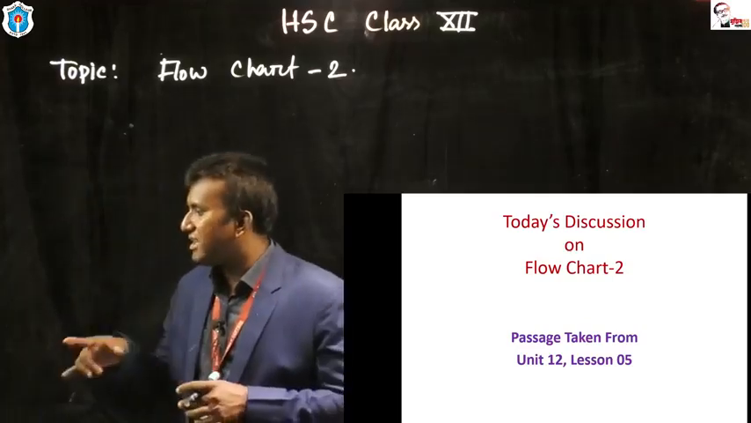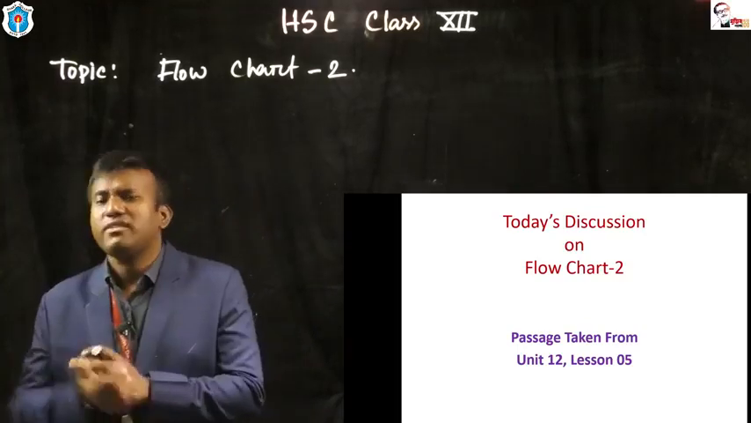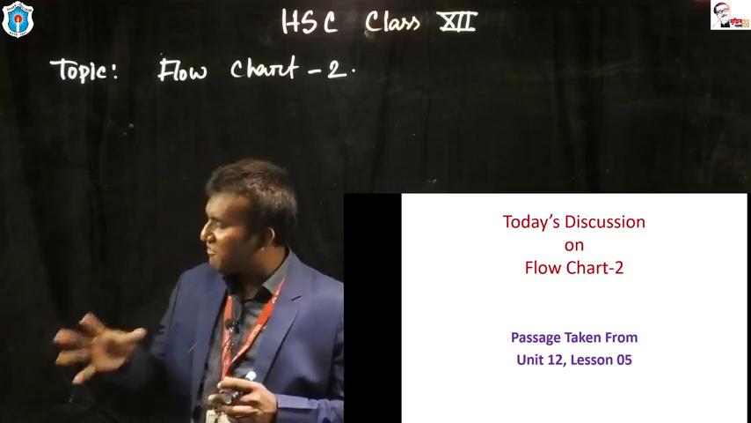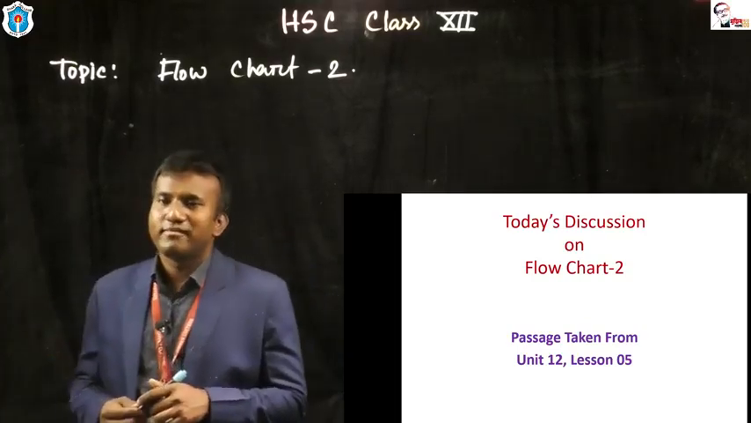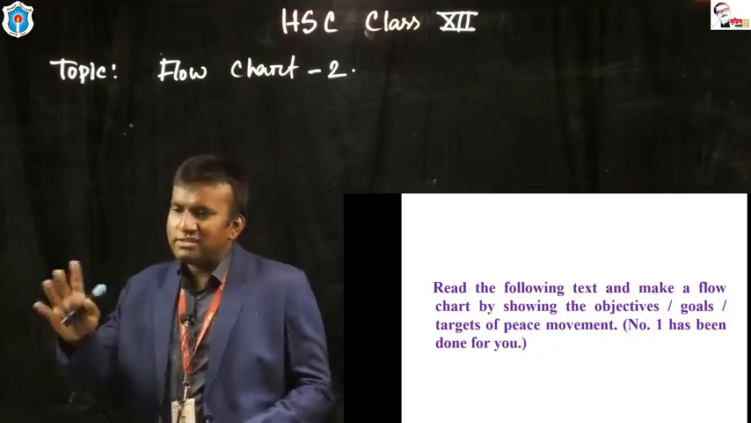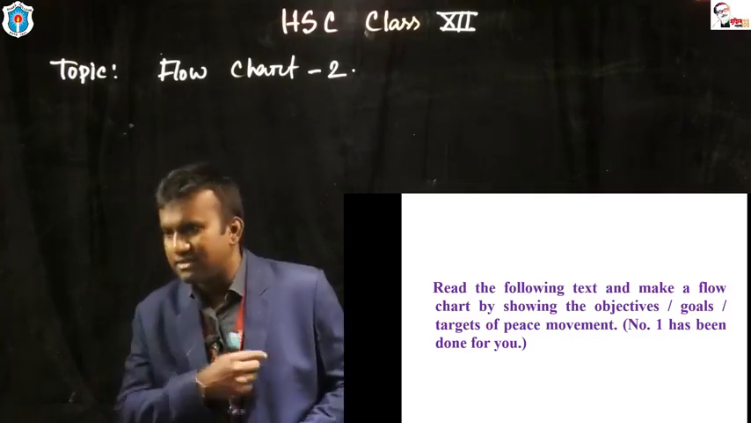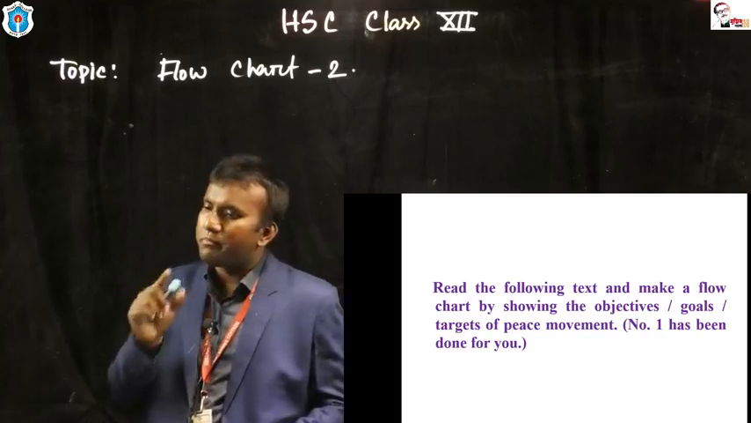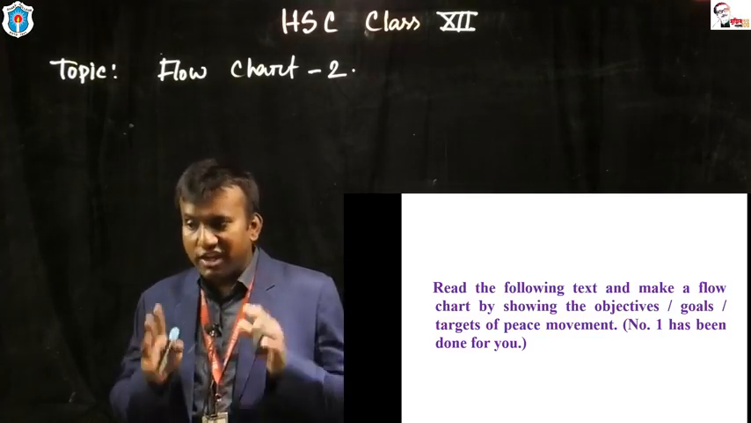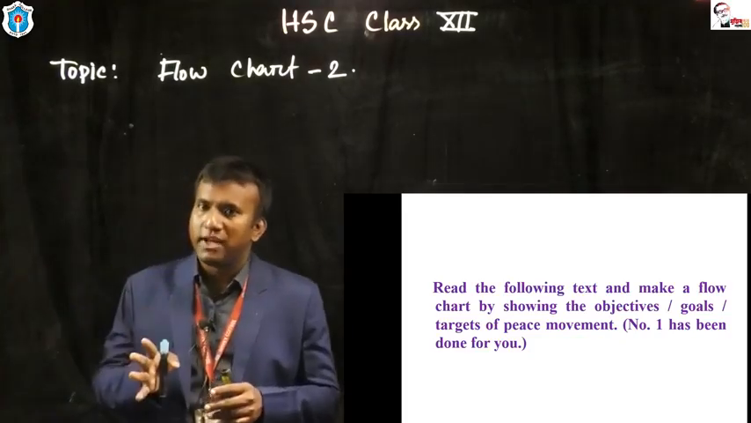Look at the slide, there is written today's discussion on flowchart 2, that is, this is the second class of flowchart. That's why I have written flowchart 2, a passage taken from unit 12 lesson 5. Students, look at please. This is the question. Read the following text, that is, you will get a text and make a flowchart by showing the objectives or goals or targets of peace movement. So today's flowchart is about the objectives or goals or targets of peace movement.